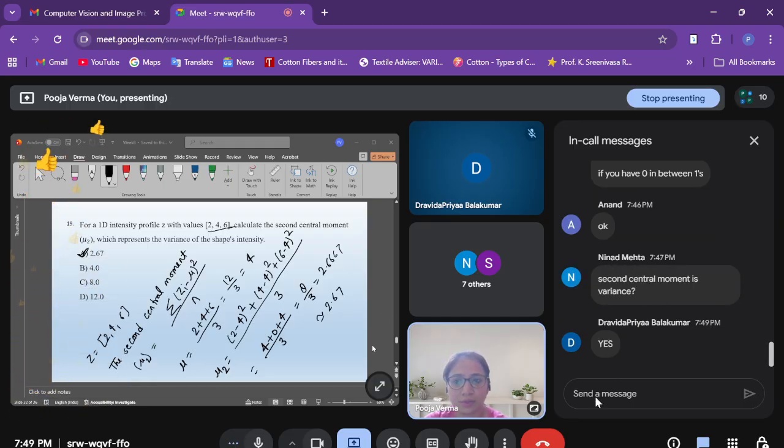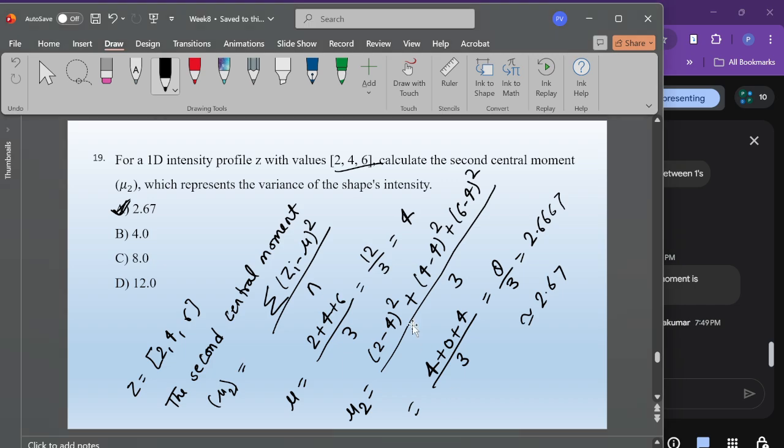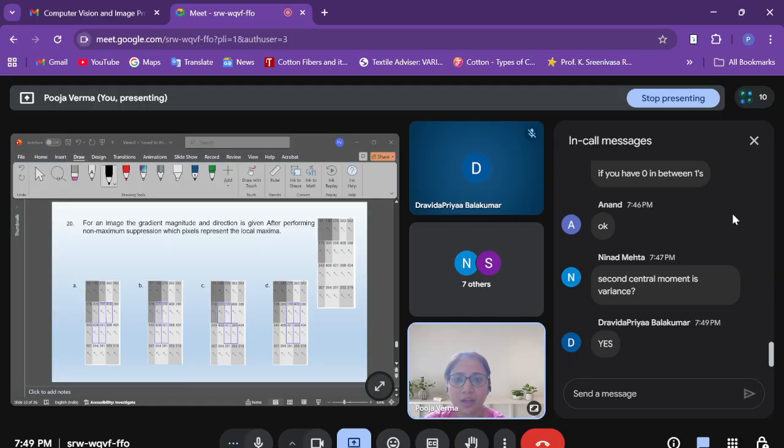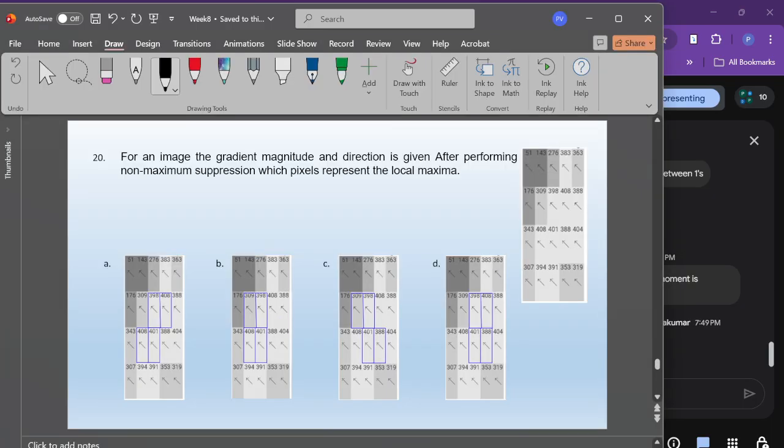Okay, so now moving to our next question. Our next question is the previous class week 7 question. That was not clear in the previous class, so I will go through this question again. As I already told you, for an image, the gradient magnitude and direction are given. After performing non-maximum suppression, which pixel represents the local maxima?